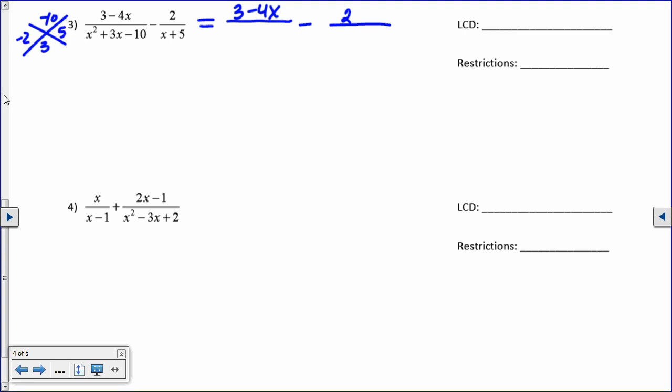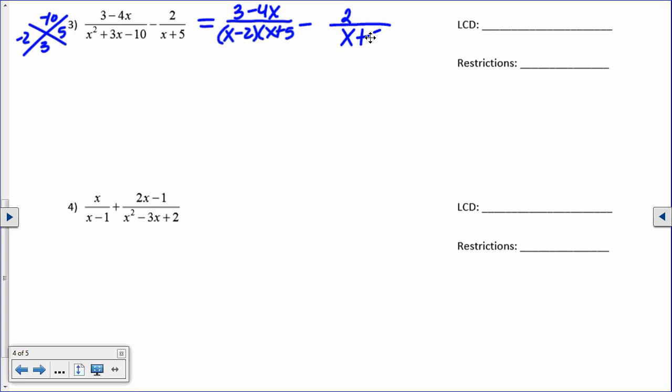Now, can I use that shortcut we were talking about before? Yes. Why? Because the leading coefficient is 1. The leading coefficient is a 1, so I'm going to write x minus 2 and x plus 5. Do I have to worry about the denominator for the second fraction? No, that can't be factored.